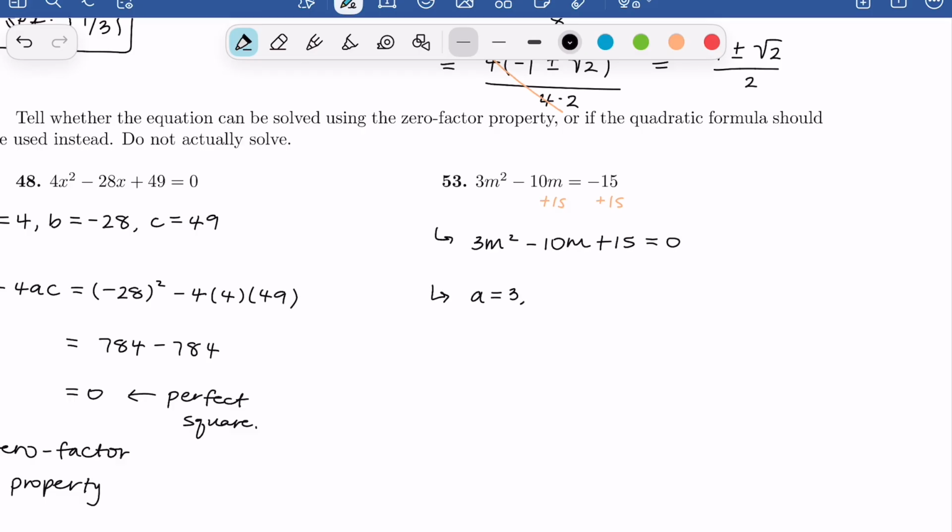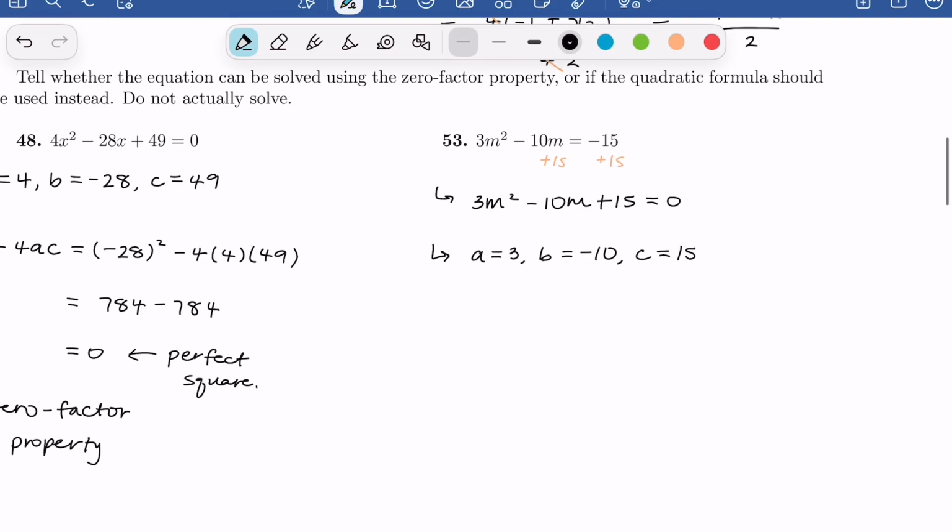So A is going to be 3, B is going to be negative 10, and C is going to be positive 15. All right, so let's figure out what our discriminant is going to be. We're going to end up with negative 10 squared minus 4 times A times C. This is going to give us 100 minus 4 times 3 times 15, which is 180. So we're going to end up with negative 80 in this case.